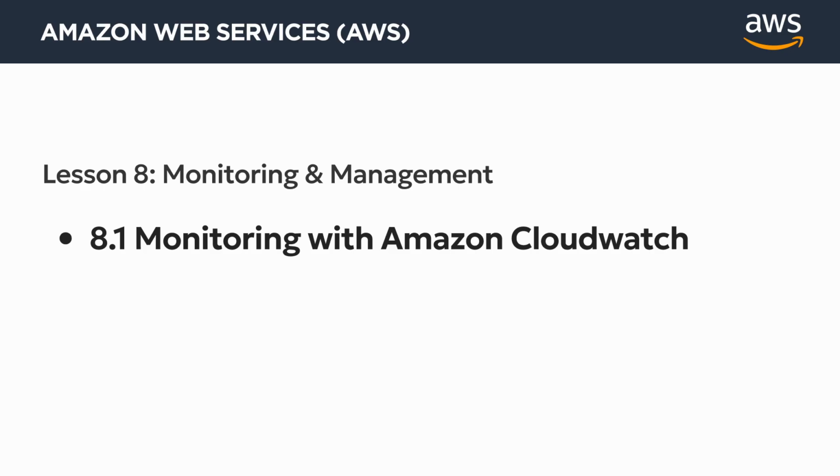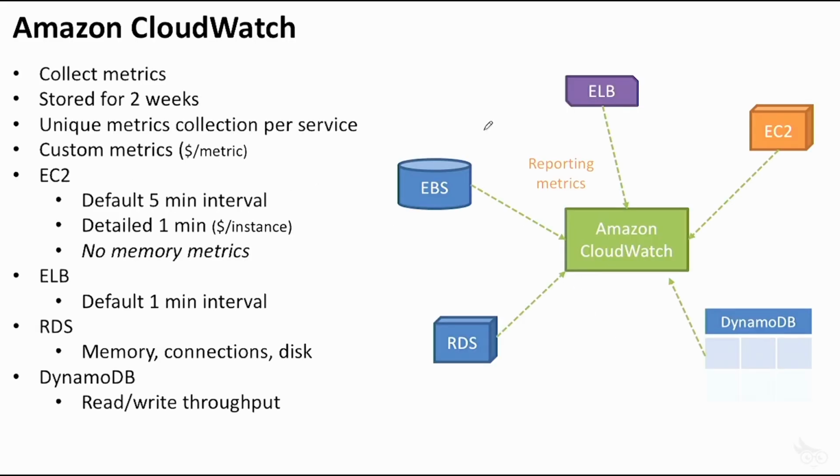Now let's talk about monitoring with Amazon CloudWatch. Amazon CloudWatch is the service that we can use to collect metrics from our resources such as our EC2 instances, our Elastic Load Balancers, EBS volumes, our RDS instances, DynamoDB tables, and more. Now, I wouldn't consider Amazon CloudWatch to be a complete monitoring solution. Ultimately, we could call it a metrics repository. It's for collecting metrics, and it will store those metrics for up to 2 weeks.